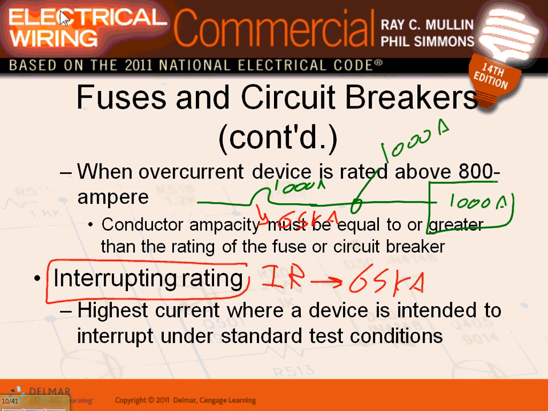So as we said, the interrupting rating of the overcurrent protection device needs to be equal to or more than the available short circuit. If the short circuit right here is 60 kiloamp and this is 65, we're good to go, right? If this is 70, I have a problem. I have to go back to an 85 kiloamp rating for this equipment. Does it make sense? The interrupting rating is always more than or equal to the available short circuit at the equipment.